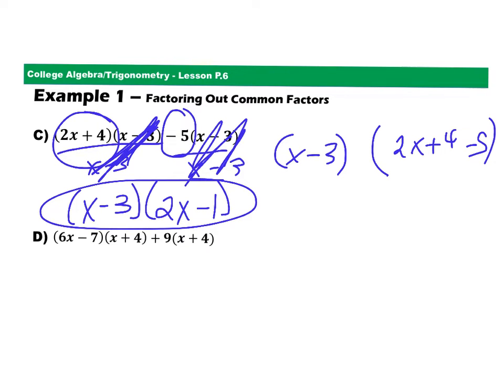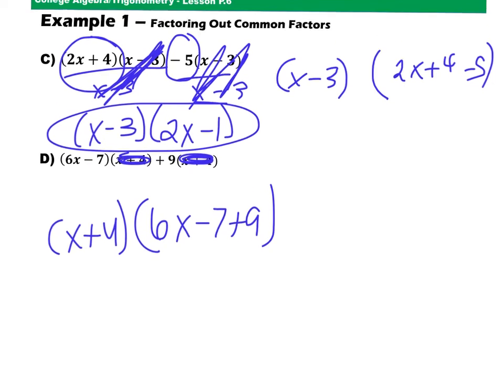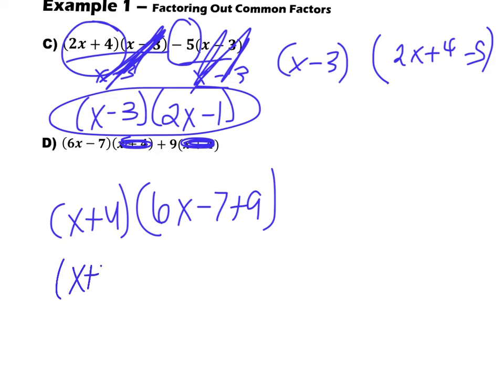Perfect. What about the last one? What do they have in common? X plus 4. Good, that's gone. Leftovers get their own, so I have what? 6x minus 7. All right, and then how do I simplify that just a little bit? 6x, what, plus 2? Yeah. Okay. Anybody see anything else?